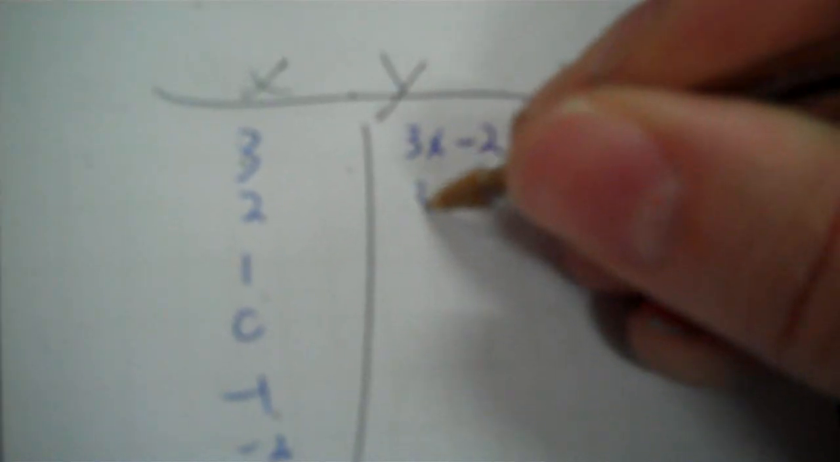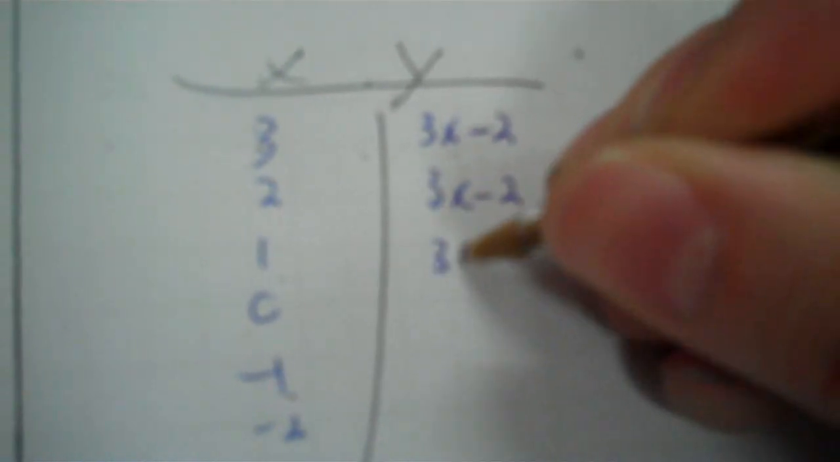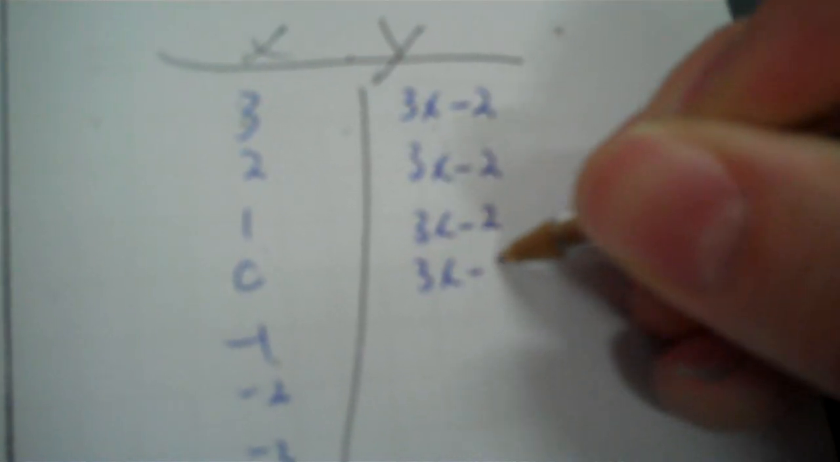3x minus 2. So, I'm going to put a times dot here, and I'm going to replace the x with 3, because that's what's over there. Now, this is mental math. 3 times 3 is 9. 9 minus 2 is 7. This is not going to be negative 7, though.